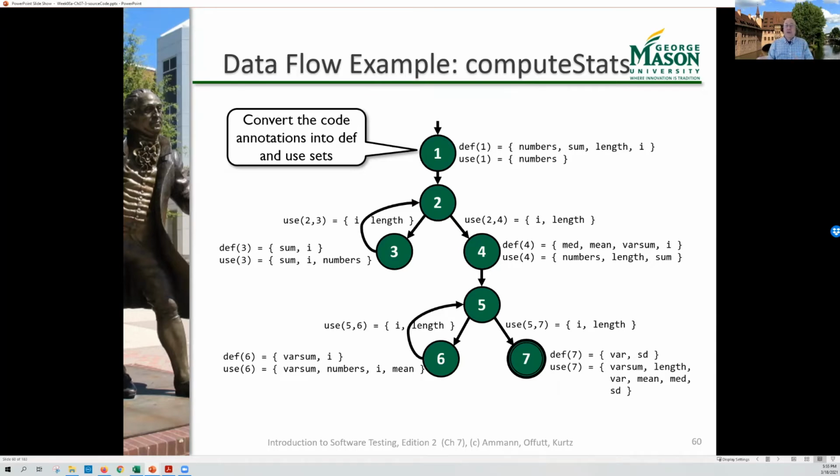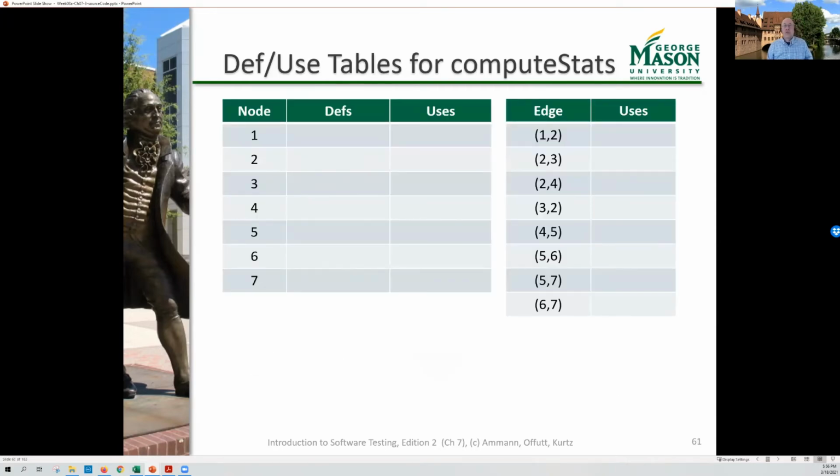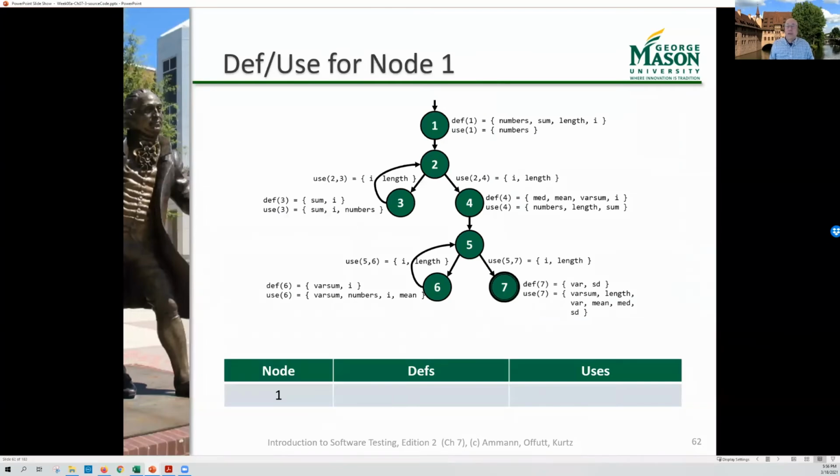All right, so now we've got all our defs and all our uses. So we'd like to build up this table of nodes and edges and document what all the defs are and what all the uses are for each node and what all the uses are for each edge. And as I said, you can't have a def on an edge, which is why that right-hand table with the edges doesn't have a defs column. So let's go ahead and start that.